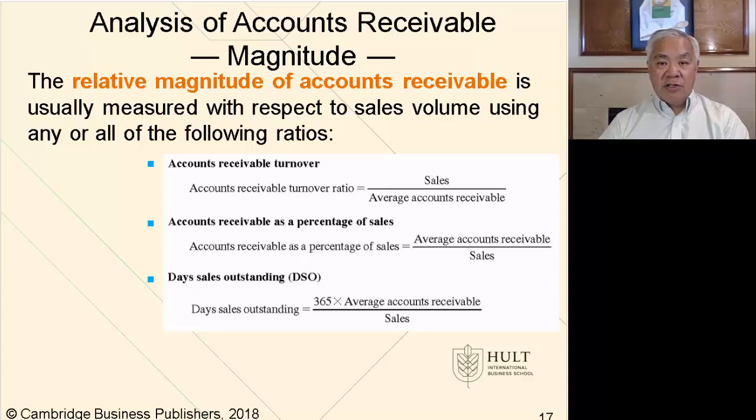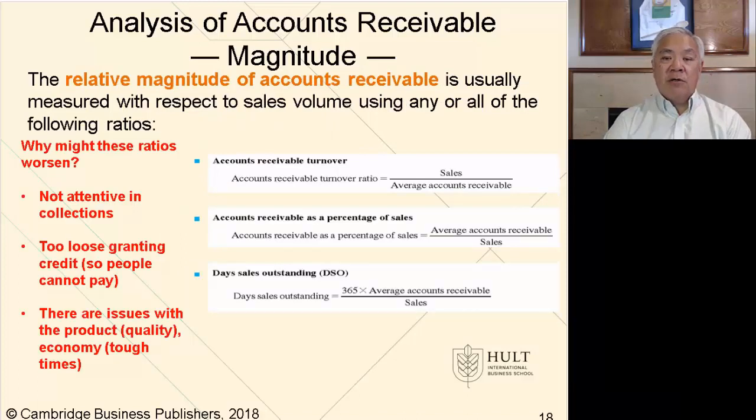Let's say you do all the number crunching of all three, and you don't like what you see. What might that mean? If these ratios worsen, in other words, the receivable turnover slows down, or the AR as a percentage of sales goes up, or day sales outstanding goes up beyond 30 to 35 to 40, etc., what might that mean? Well, we don't know specifically why. We just know the trend is bad, right?